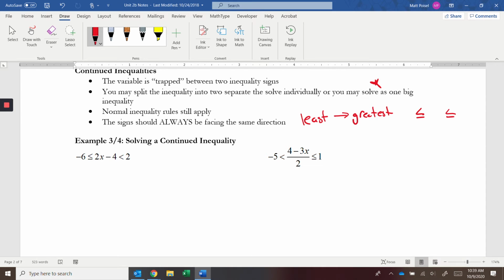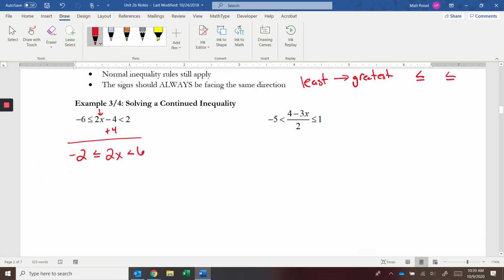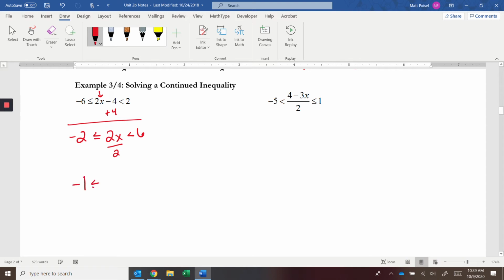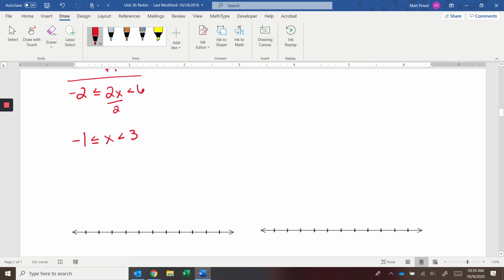Okay, so here we go. I'm focusing on this x. I got to get the x by itself. So first I'm going to add 4 to both sides. So this gives me negative 2. And then this gives me 6. Next, I'm going to divide everything by 2. Negative 1, x, and 3. I've not multiplied or divided at all by negative, so no flipping of signs is necessary.